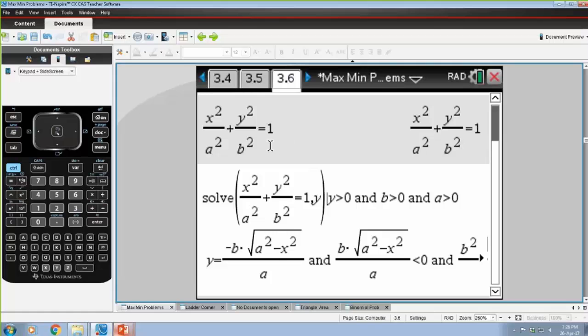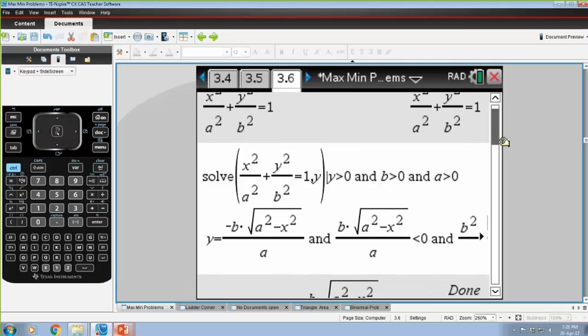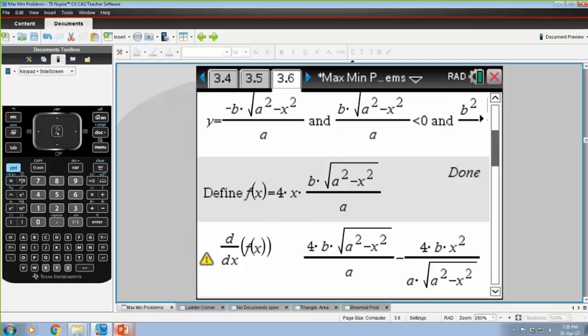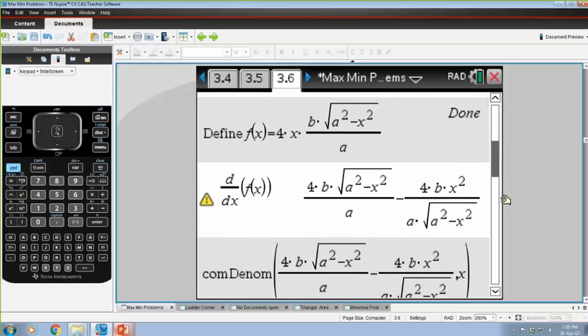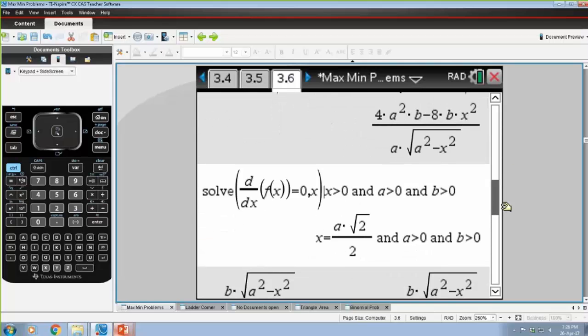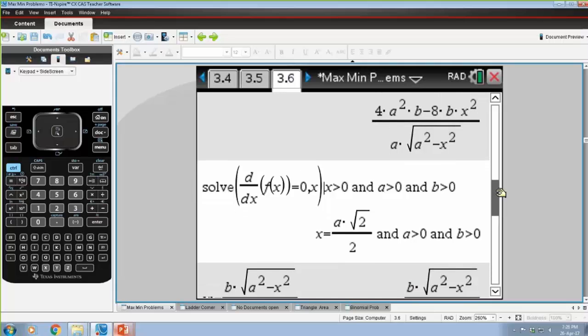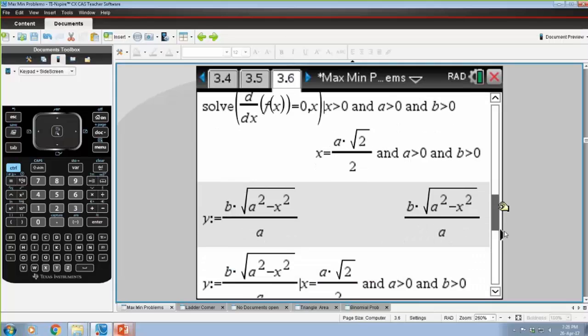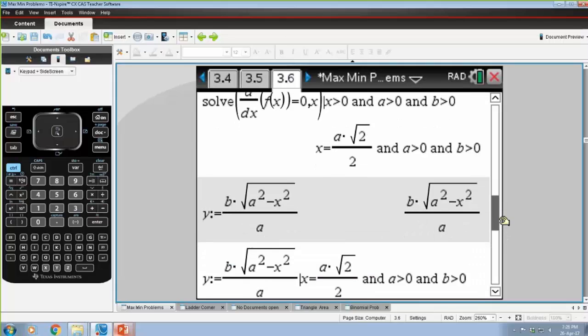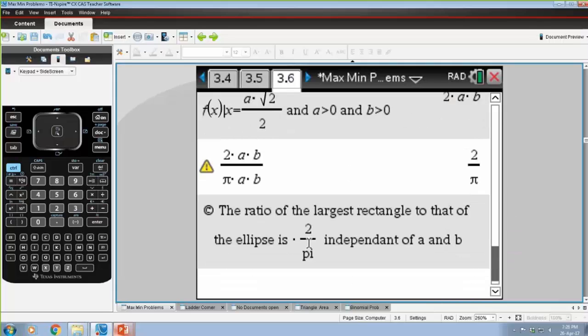And if you want to generalize these examples, you can by working it out for x squared over a squared plus y squared over b squared equals 1. We can then solve that equation for y, and again work out the area to find the function f of x, because I'm not going to plot this one, because we can't plot it with a's and b's. And again, follow through all the working there, differentiate it, set it equal to 0. We get multiple solutions because the calculator is not really sure if x is positive, a is positive. So if we add in the constraints that a is positive and b is positive, we get the one solution for x. And again, we'll come up with the same answer: the ratio of the largest rectangle to that of the ellipse is again 2 on pi.